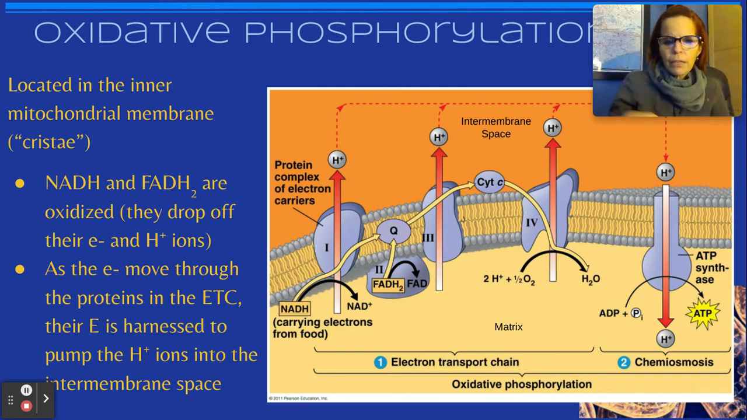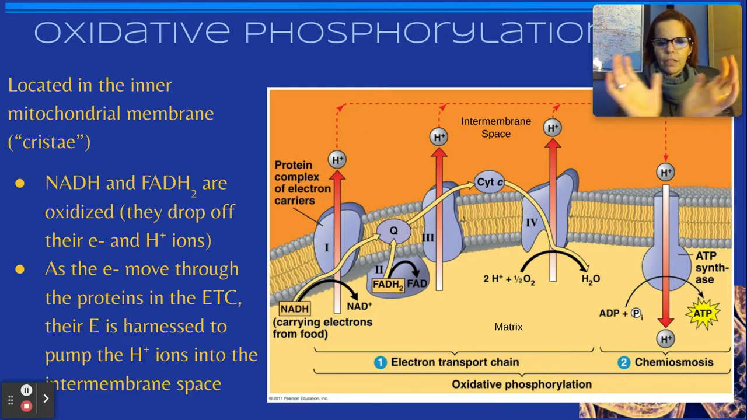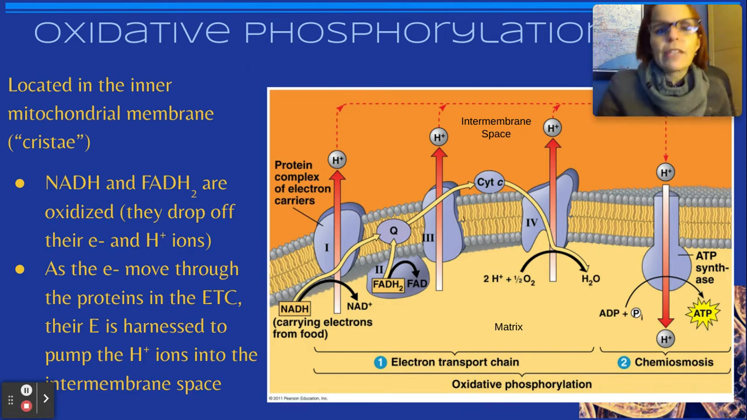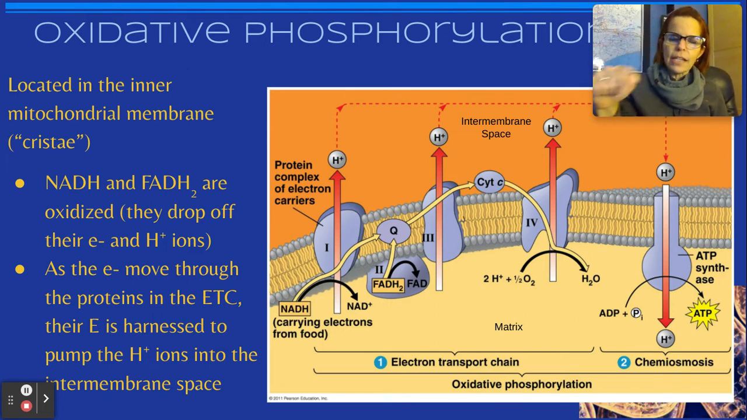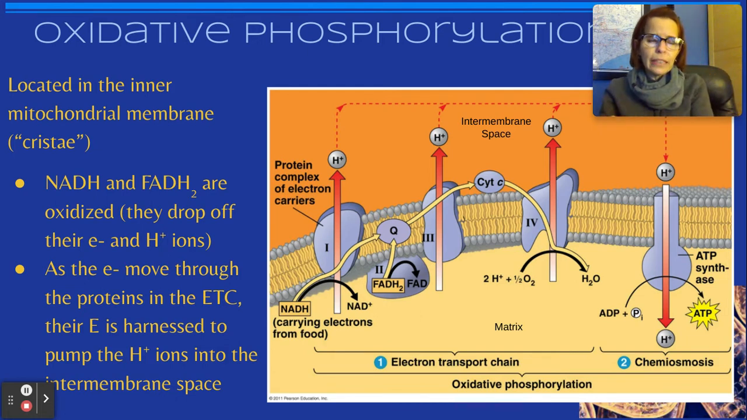So look down at the bottom. Do you see where it's labeled electron transport chain? There's a bracket that labels the electron transport chain. Those purple blobs, those are proteins that are embedded in the cristae of the mitochondria. And let me just say it really quickly, and then we'll come back and get the details.